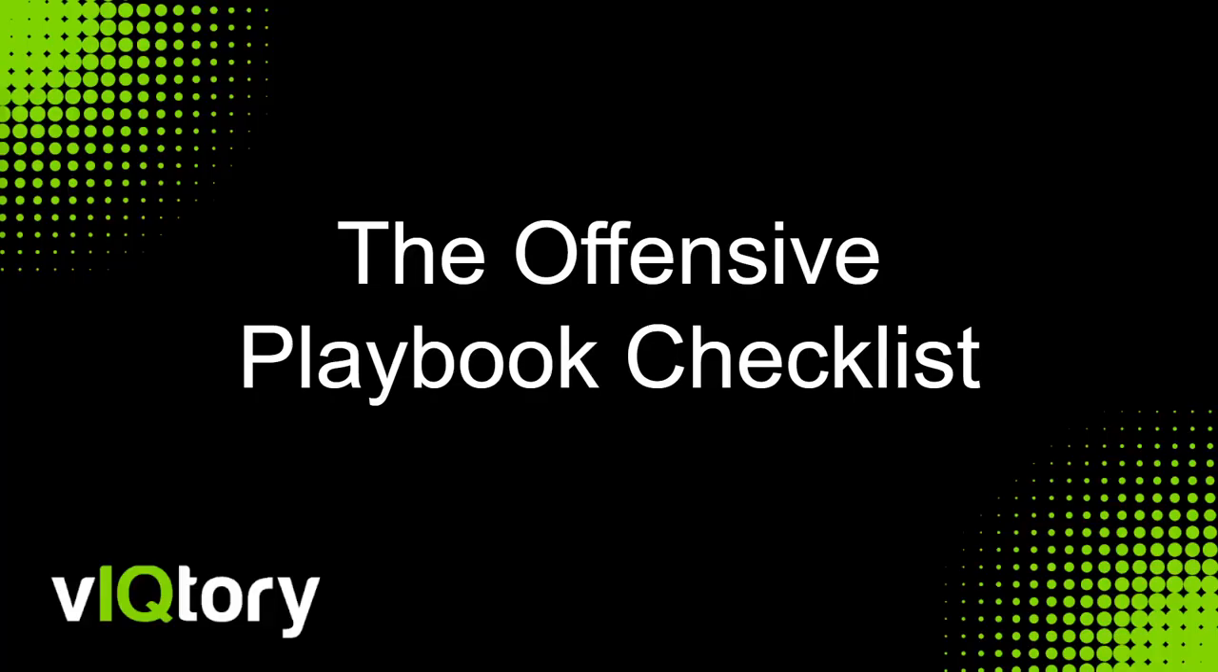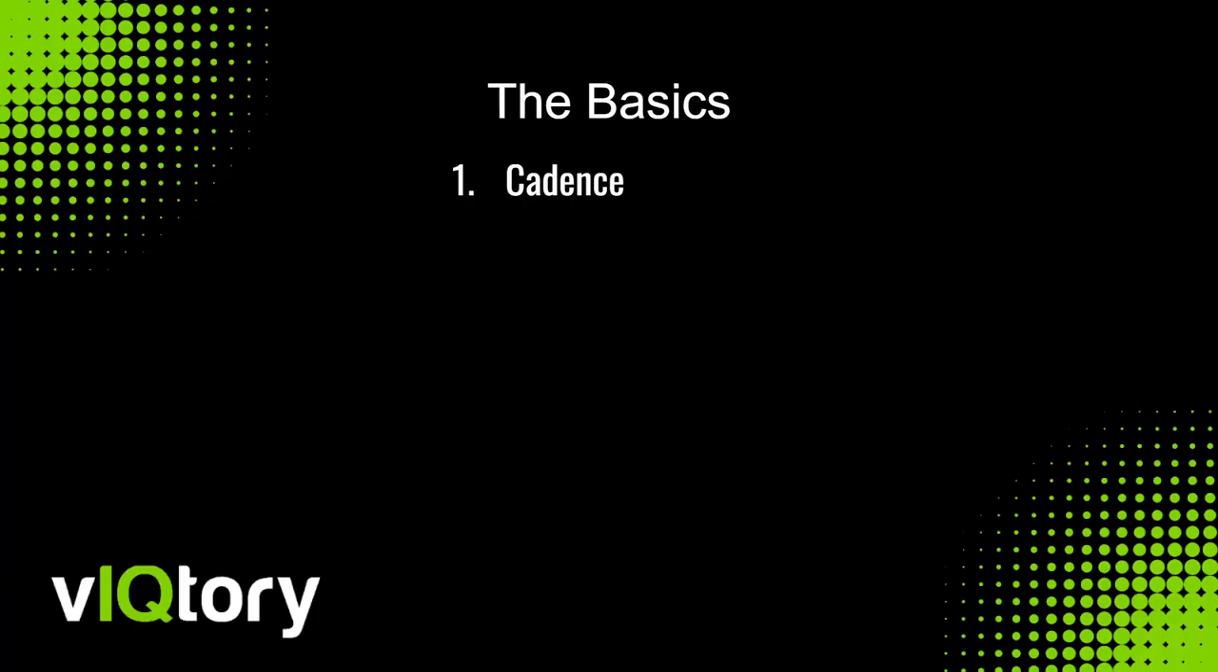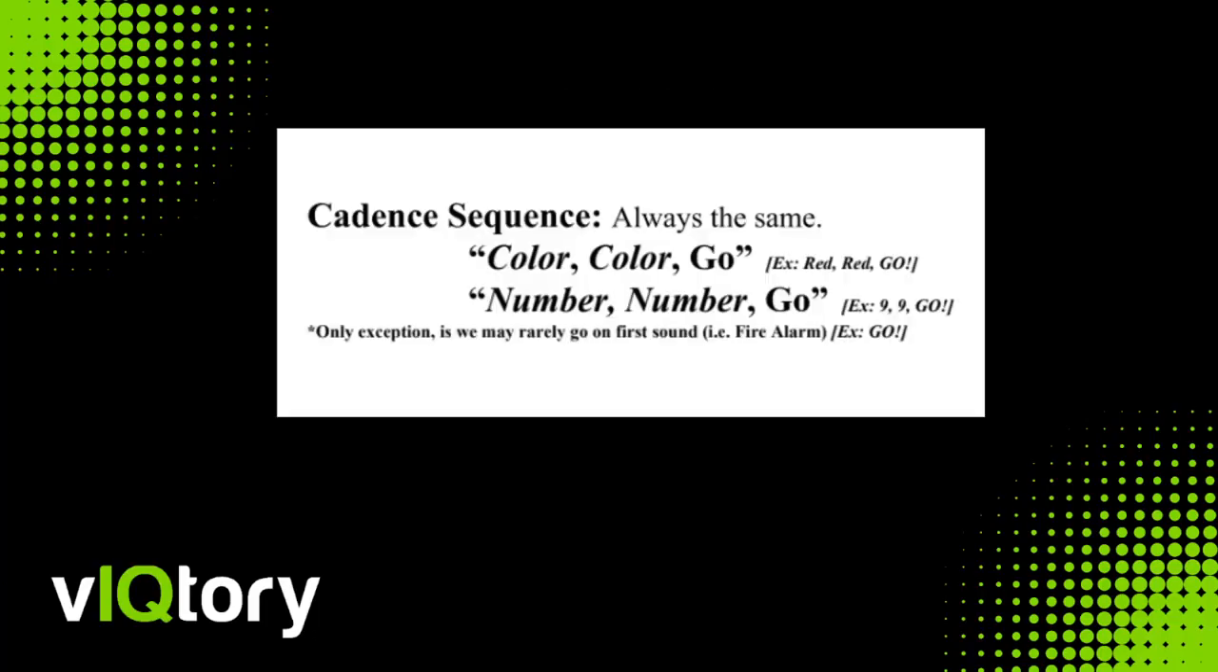This first part here is going to be all the basics that pretty much every coach has or should have in their playbook. No matter what level it is, whether it's youth, high school, or college, you need to have these 8 parts in your playbook. The first part is the cadence, whether it's ready, set, hit, color, color, go, or if you have multiple cadences, it's always good to have them written out.